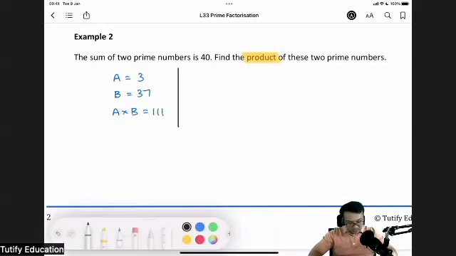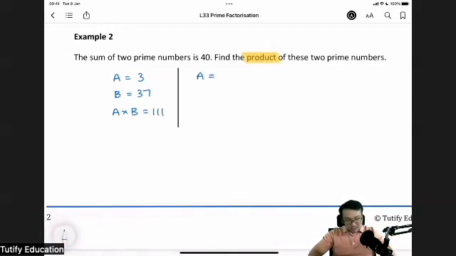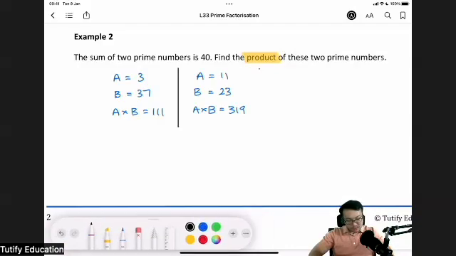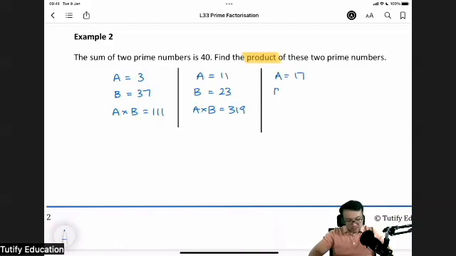Next, we can also have A equals 11 and B equals 29. And then if you take A times B, you are going to get 319. So that is another possible answer. Finally, we can also have A equals 17, B equals 23. And when you multiply them together, you will get 391. Sorry, 11 plus 29 is 40. 17 and 23 is 40.